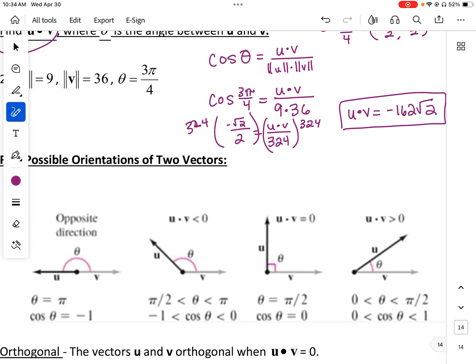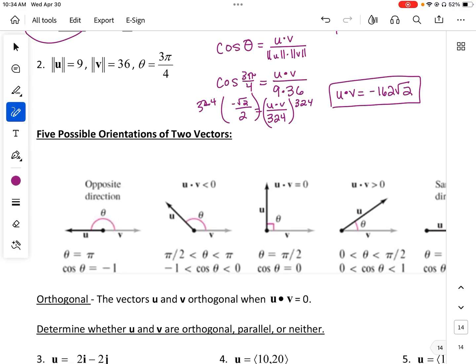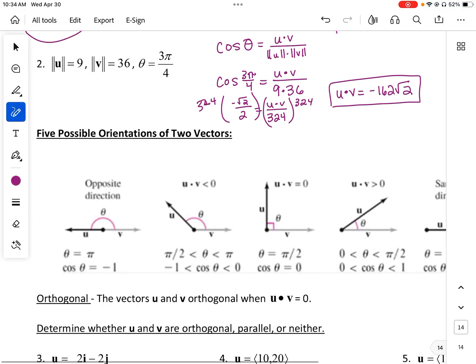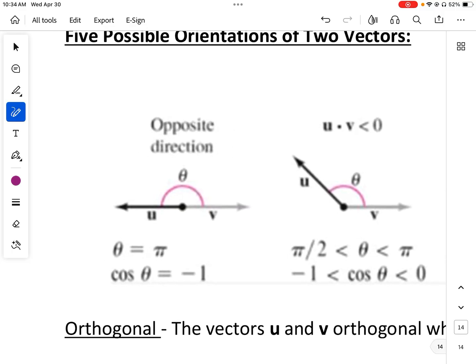All right, so let's go to 5 possible orientations of 2 vectors. All right, so this first one, see how it looks like a straight line? There are vectors that are going opposite directions, but they are on a straight line. So this is when it's 180 degrees, it says theta equals pi. So think back to your unit circle. We are calling this parallel.